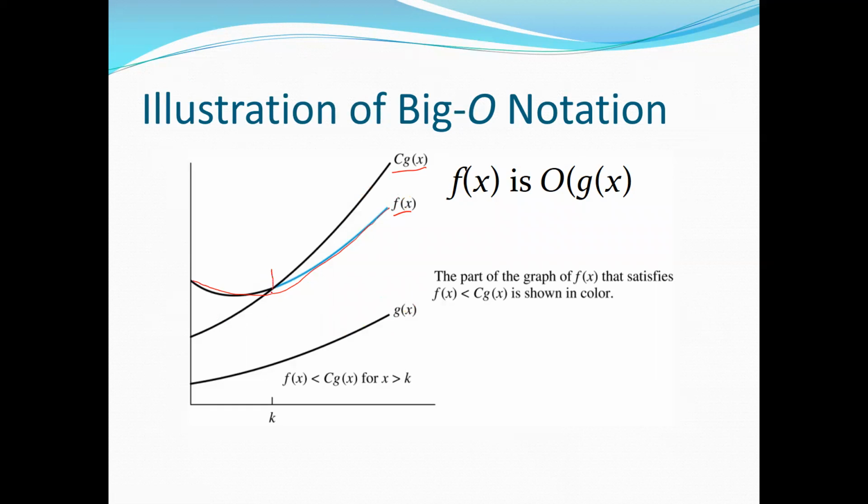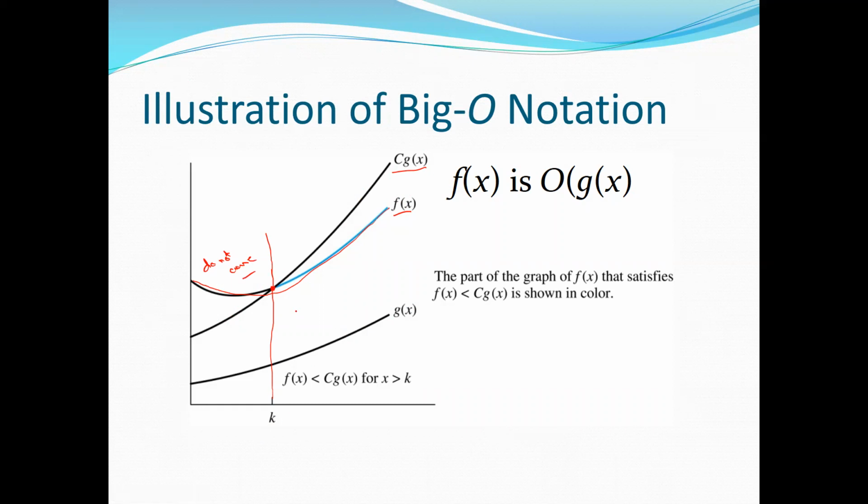After some value of k, x is always greater than k. You can see that before this point, in this region, f of x may go up to c of g of x or may go beyond c of g of x. We do not care about this region. This region does not matter.